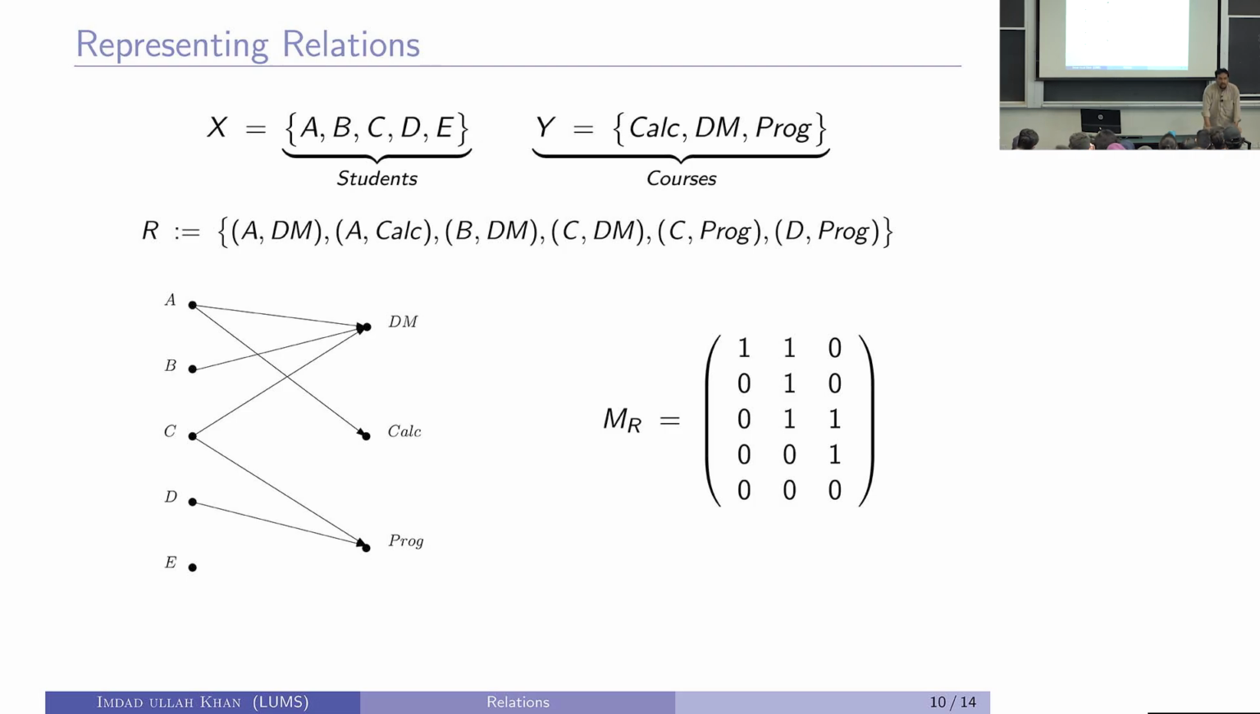The first row corresponds to the element of X called A. The second row corresponds to the element B in X. Then the third row is for C in X. Then the fifth row corresponds to E, the last element of X. So we have this implicit ordering on X, and similarly there is an implicit ordering on Y. The columns: the first column corresponds to calc, the second column corresponds to DM, the third column corresponds to prog.